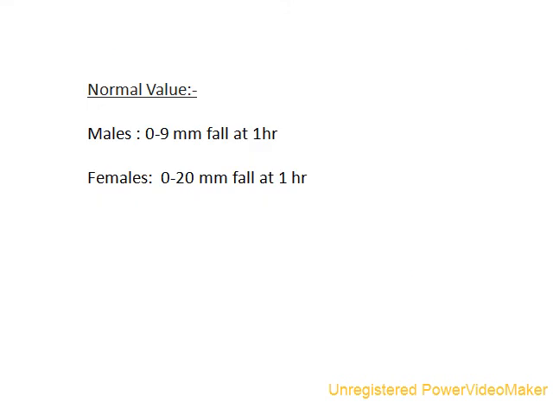Normal ESR value by the Wintrobe method. In males it's around 0 to 9 millimeters fall at 1 hour. In females it's around 0 to 20 millimeters fall at 1 hour.